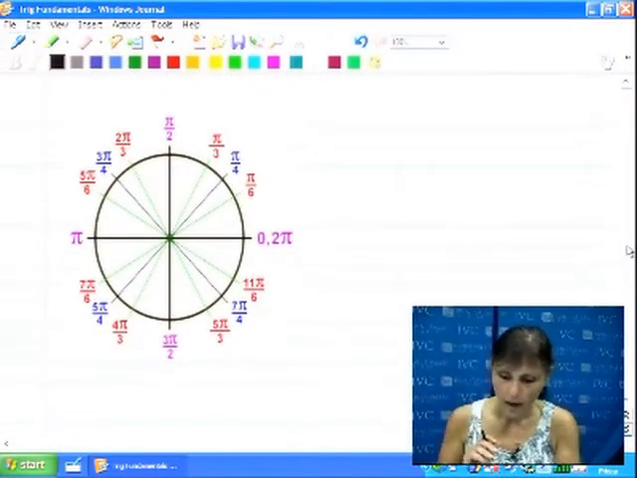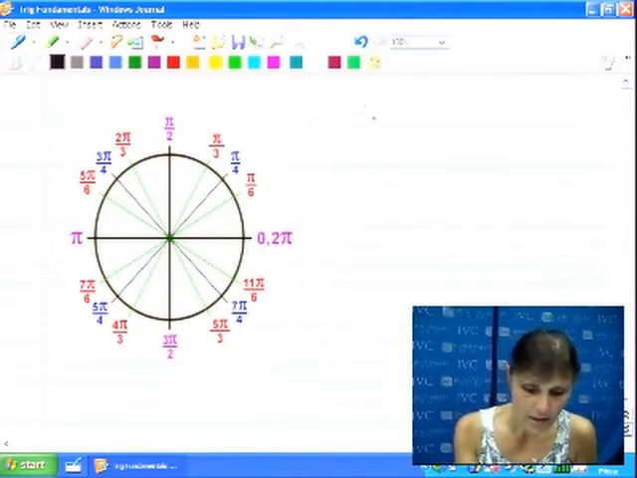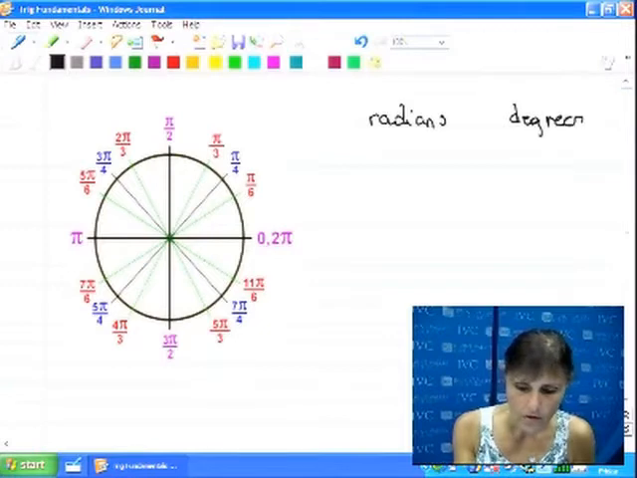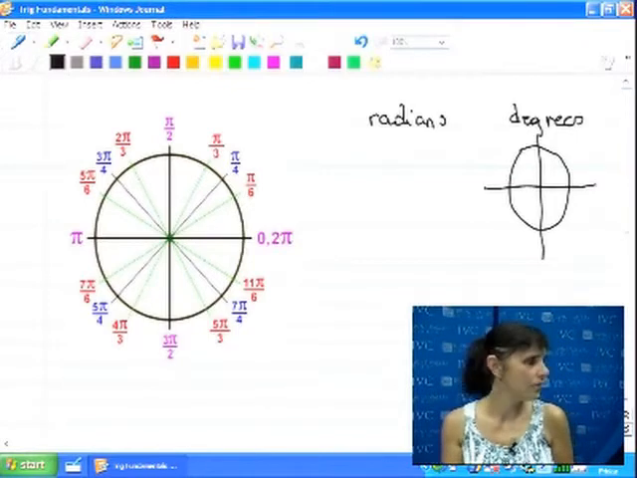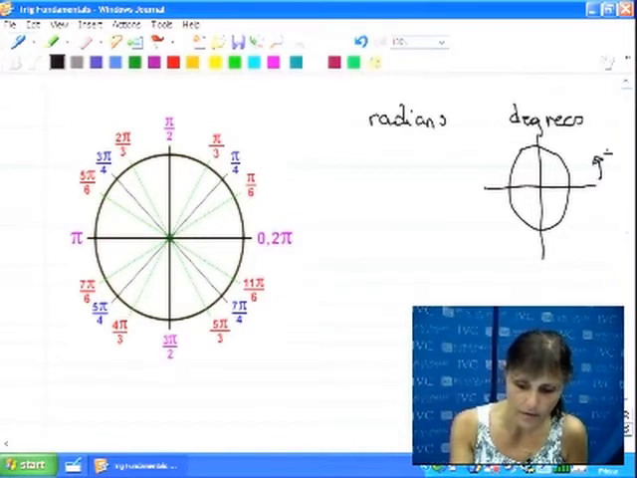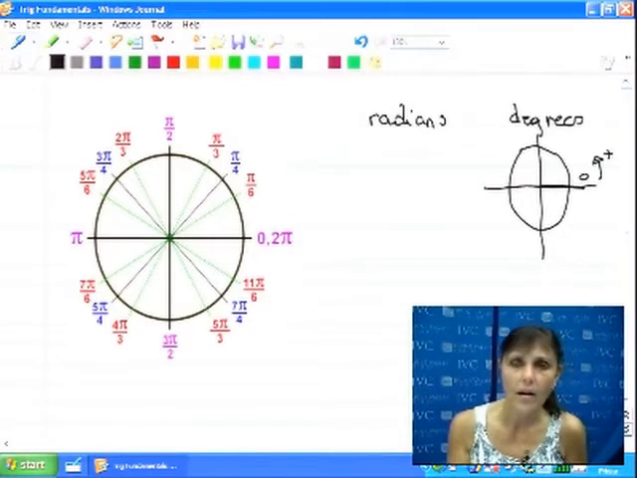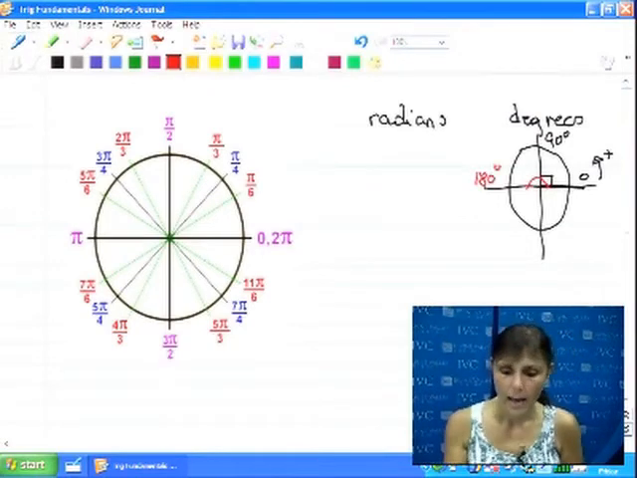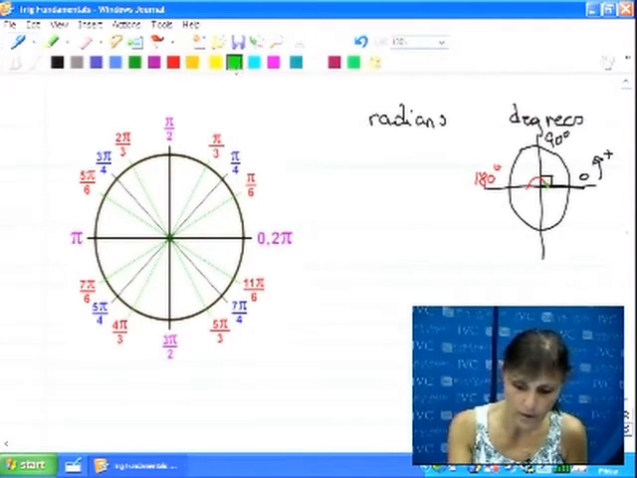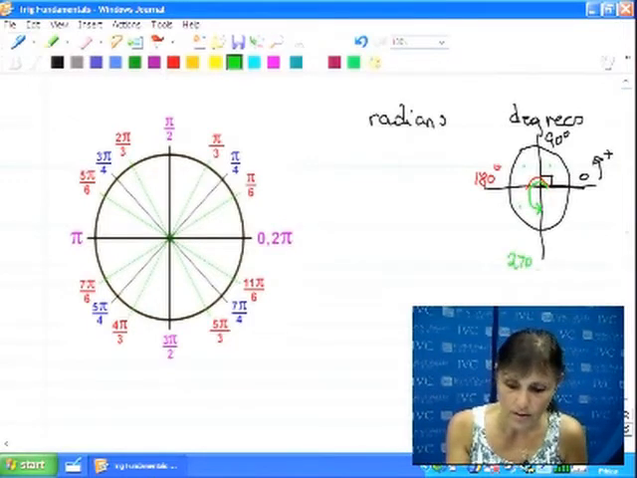So let's think about it. Angles, you can measure them in radians, and you can measure them in degrees. So let's do the degrees first. You have your circle, and we are going to specify the angles as counterclockwise positive. So this is your 0 degrees, and the corner of a book kind of deal. That one is defined as 90 degrees. And this whole thing is defined as 180 degrees. And from here all the way down, you have 90, 90, 90, so that is 270 degrees.